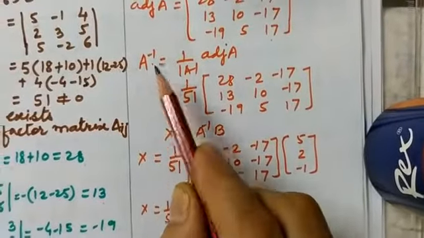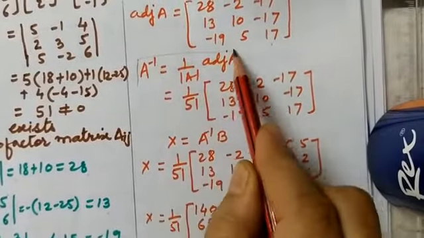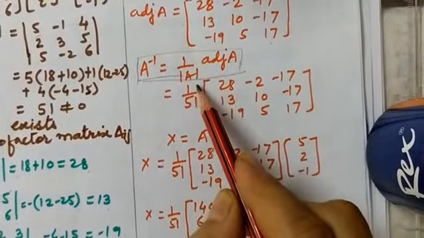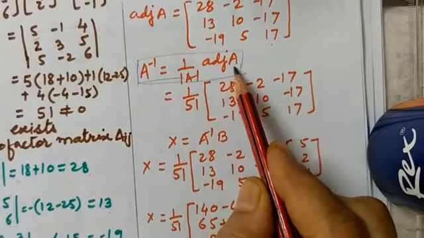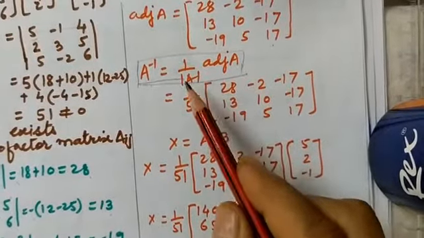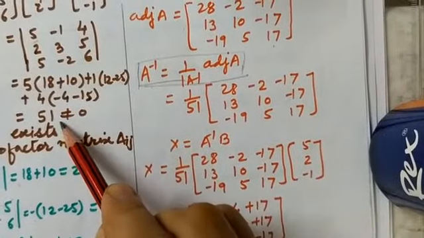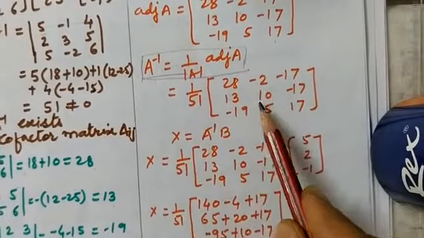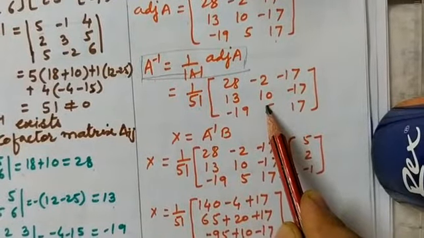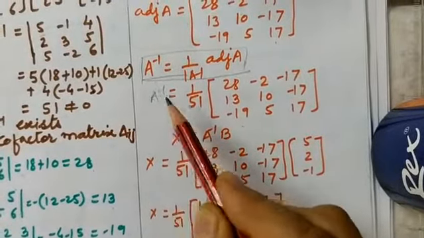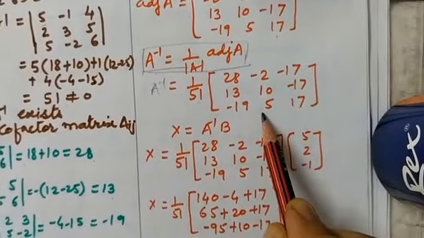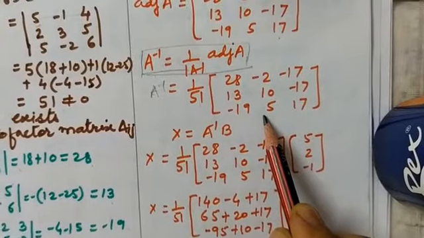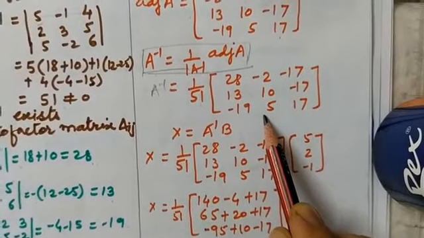Find out A inverse. You know the formula again. A inverse means, always remember the formula, A inverse is equal to 1 by determinant of A into adjoint of A. So the determinant of A value we have found out, that is 1 by 51, written here. Then adjoint of A. So this is all about A inverse. But we should not stop till now, because we have not found out the final solution. The values of the variables x, y, z we wanted to find out.